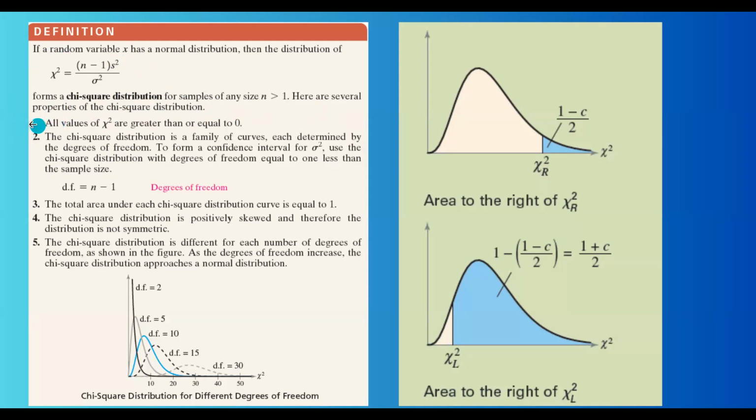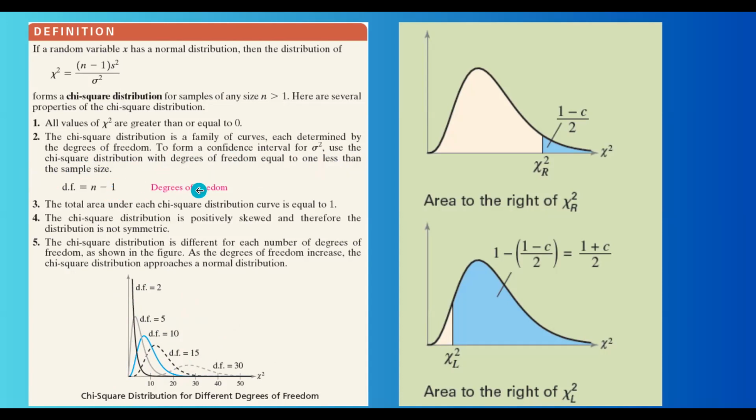First of all, values of chi-squared are greater than or equal to 0. The chi-square distribution is a family of curves, each determined by the degrees of freedom. So take a look. You have graphs that behave like this, and take a look at the degrees of freedom. The degrees of freedom is 2, 5, 10, and so on. To form a confidence interval for chi-squared, use the chi-square distribution with degrees of freedom equal to 1 less than the sample size, which is n-1.